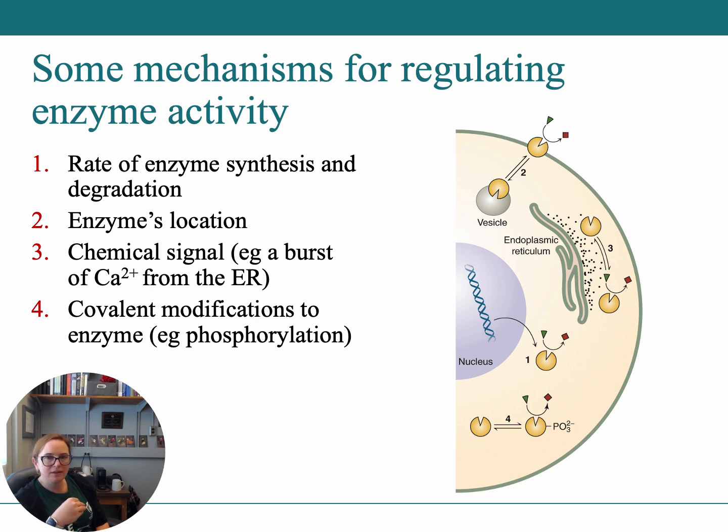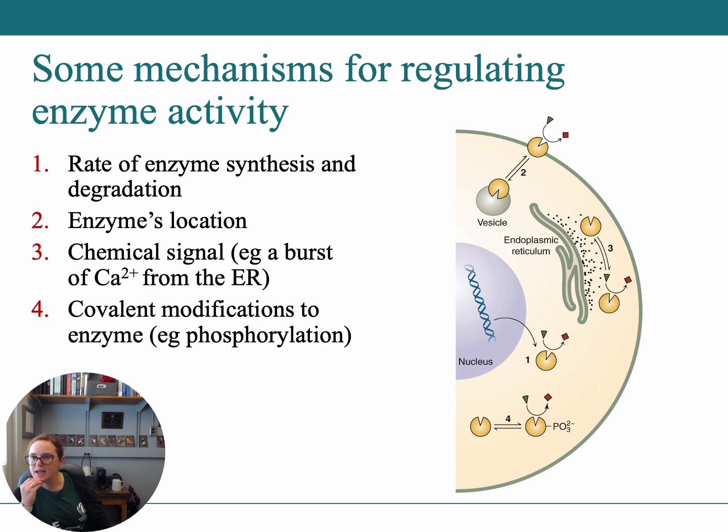A second way that it could be regulated would be the location of the enzyme. Eukaryotic cells, of course, as we've mentioned, have these membrane-bound locations within the cells, and you may want to have an enzyme be working just in a lysosome or just in the nucleus, and not just within cellular compartments, but even in different cells of an organism. Some cells may have an enzyme being activated versus in another part of the organism.